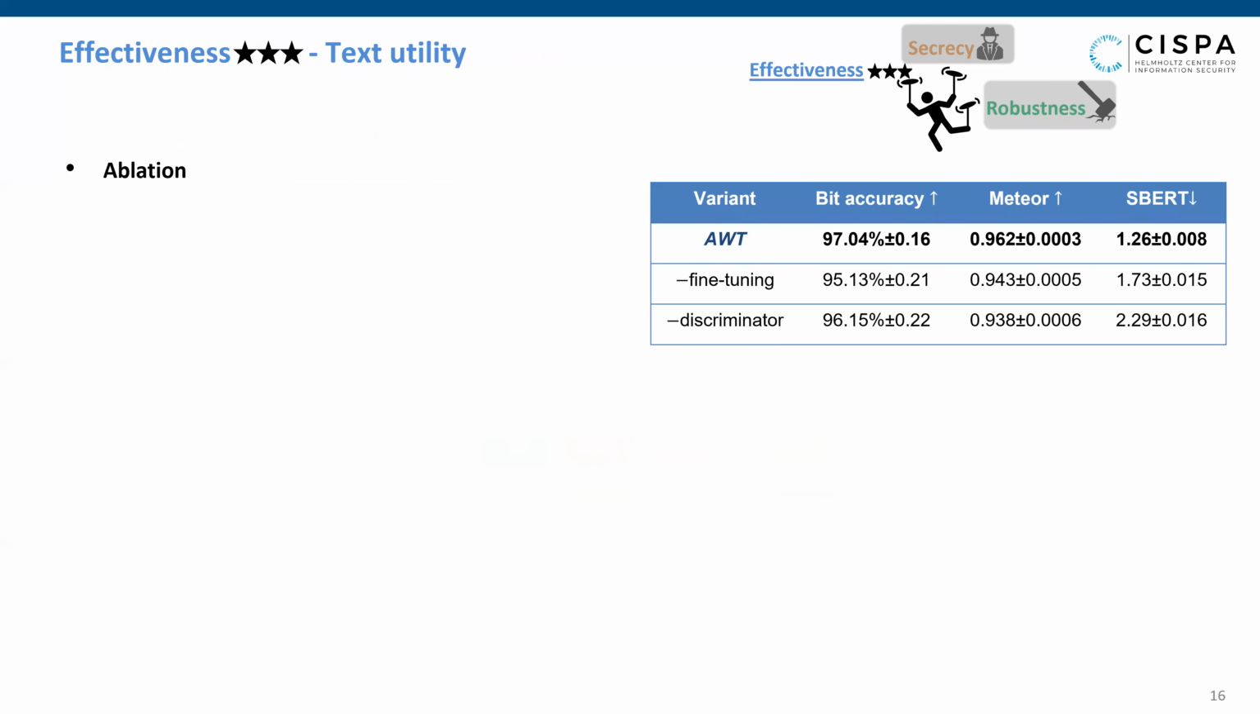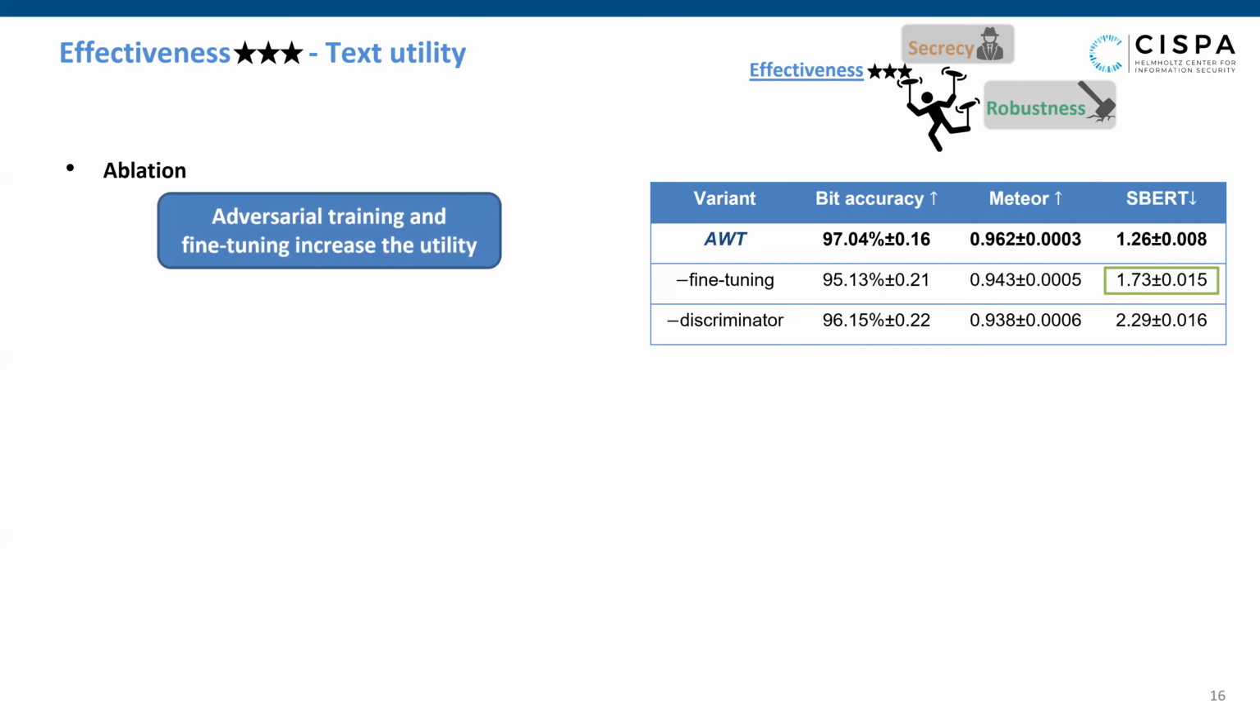We now examine the different evaluation axes, and we start with the effectiveness. We first evaluate the effect of each component in the model. Adversarial training helps to preserve the semantics, which is indicated by a lower S-BERT distance. Additionally, fine-tuning with the auxiliary losses helps to further improve the utility or the semantics. For all variants, bit accuracy is very high, indicating successful decoding.